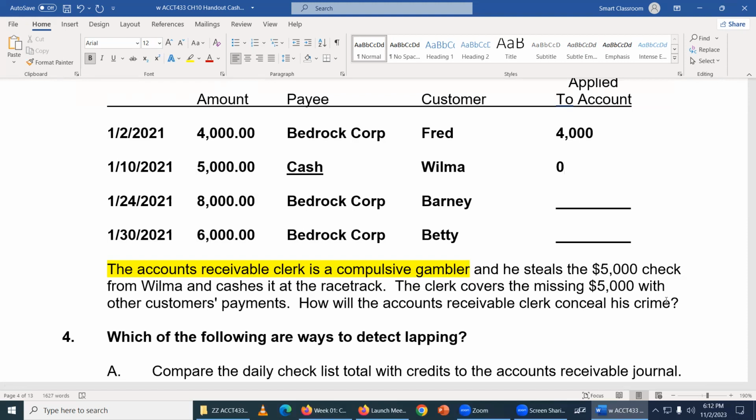Okay, so now what's the problem? There's a $5,000 discrepancy. Wilma's going to say, "Hey, I just paid this. Here's the check. I got the canceled check. I already paid this." So what the clerk does is say, "Okay, well, I got this $8,000 check from Barney. I got to get Wilma off my back. So I'm going to take 5,000 from Barney's check." That's right.